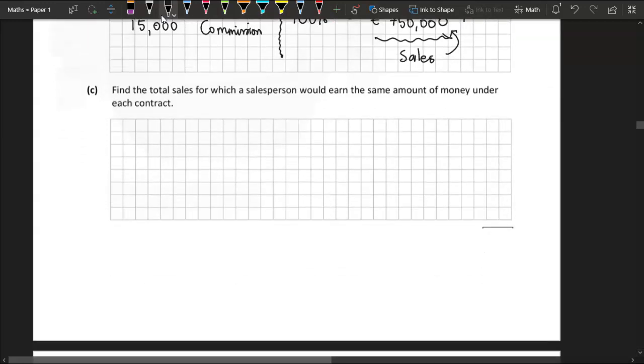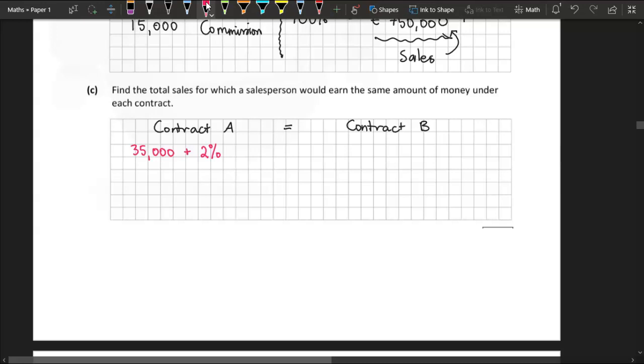So next, find the total sales for which a salesperson would earn the same amount of money under each contract. What you need is contract A, and the amount of money you're making out of contract A. You want that to be equal to the money you're making out of contract B. Now, contract A is fairly straightforward. Contract A is saying that you're going to make 35,000 plus 2% of your sales. The problem is we don't know what the sales are.